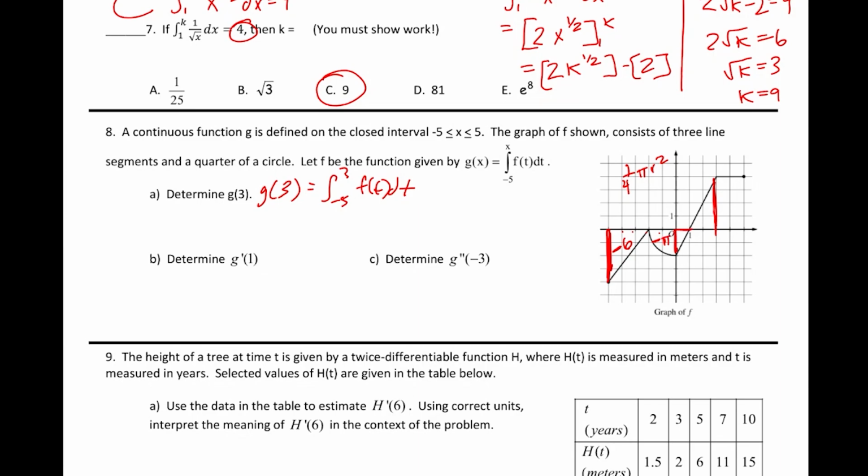For this little triangle right here, that's a 2 by 1 triangle. 2 times 1 is 2, divided by 2 is 1. And it is below the x-axis, so I'm going to call it negative 1. And then for this last triangle, we've got 2 times 4 is 8, divided by 2 is 4. And that's above the x-axis, so that's a positive area. So this area is going to be negative 6 minus pi minus 1 plus 4. Okay, 4 minus 1 is 3. 3 minus 6 is negative 3. So this will be negative 3 minus pi.